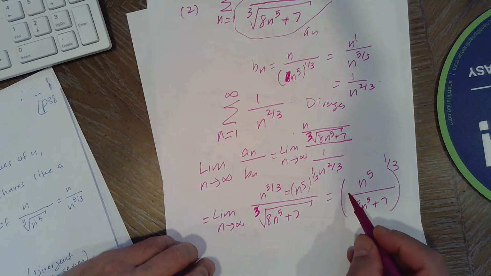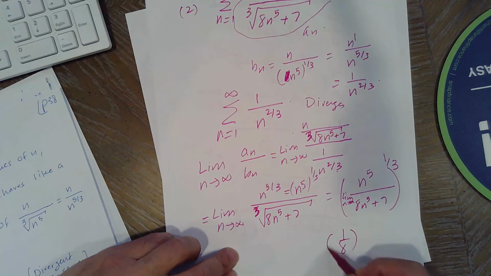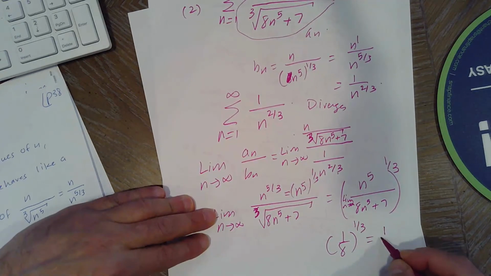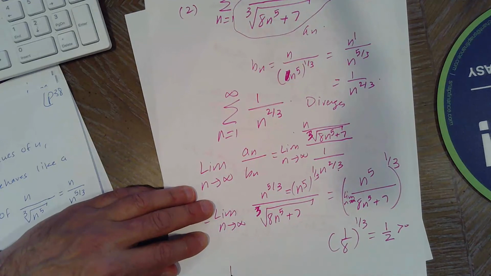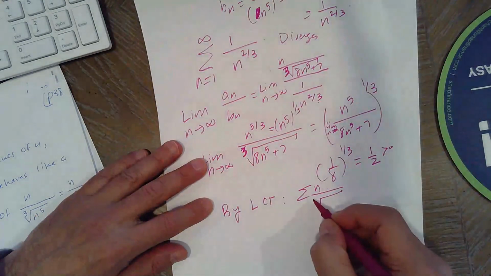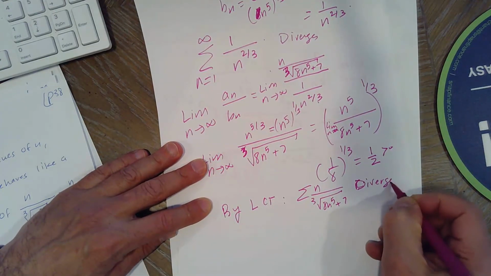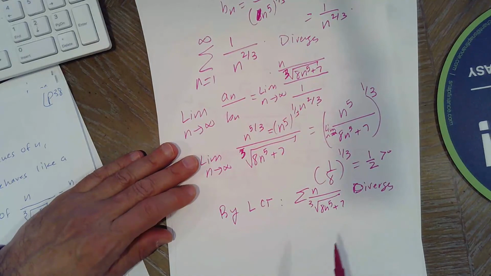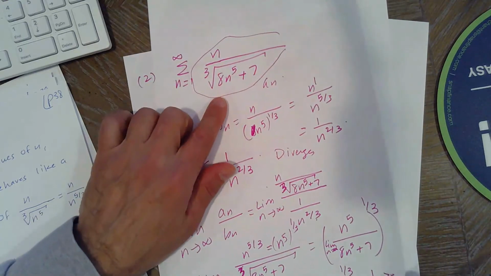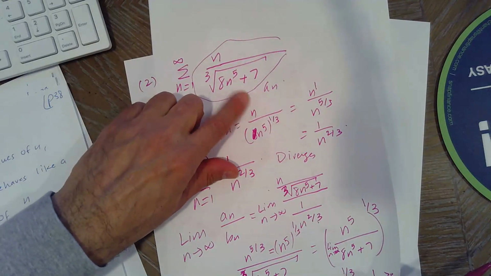And if you do the limit as n goes to infinity, inside there you get 1 over 8. The cube root of 1 over 8 is 1/2, which is positive. So by the limit comparison test, sigma n over the cube root of 8n to the 5 plus 7 diverges, just like sigma 1 over n to the 2/3 diverges. Actually, with this one, you could do the nth term test, but you get 0, so it's inconclusive. Okay, never mind.